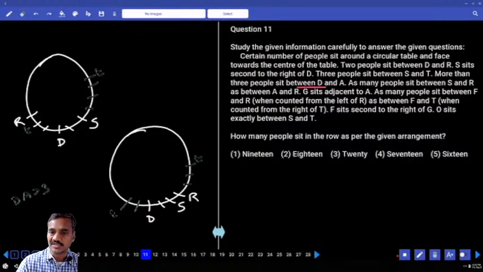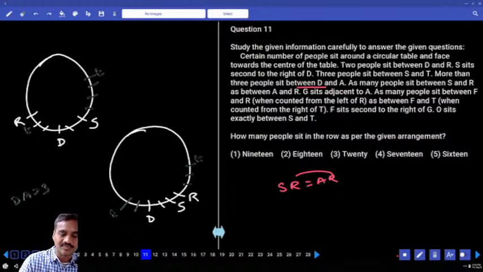As many people between S and R equals to A and R. That means R must be exactly between S and A. R is exactly between S and A. 1, 2, 3, 4 persons were there, isn't it? And between R and A there must be exactly 4 persons. Are you getting it or not? And R and A, 1, 2, 3, 4, A is here.